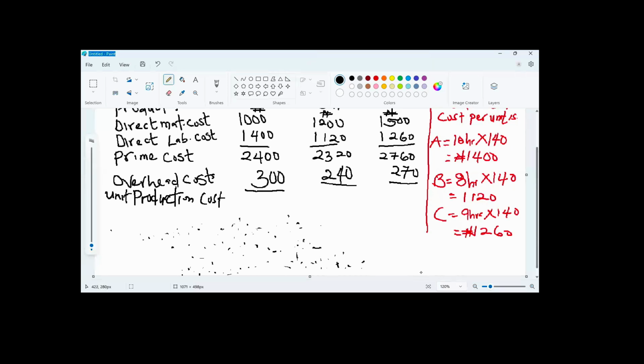Prime cost plus overhead, 2,700. Please, addition of this, what do you have? 2,560. So 560. Addition of this, what do you have? 3,030. This is your unit production cost based on the traditional approach, whereby overhead is absorbed using direct labor hour.